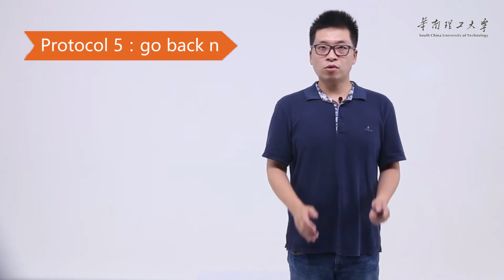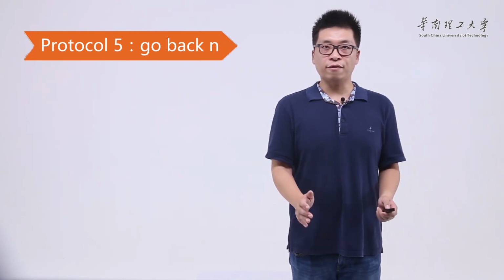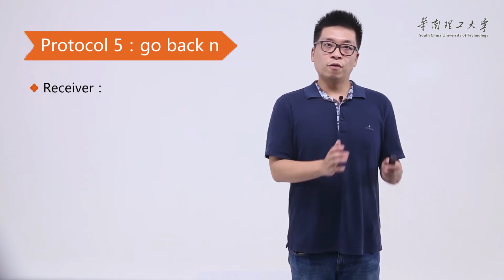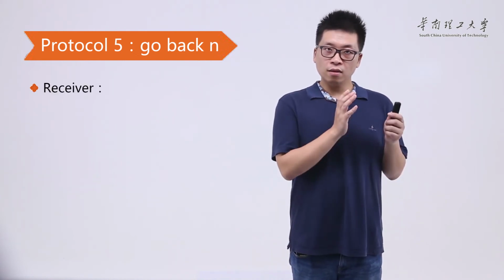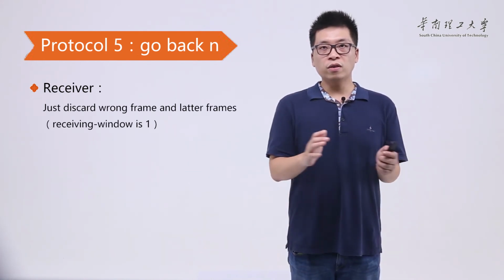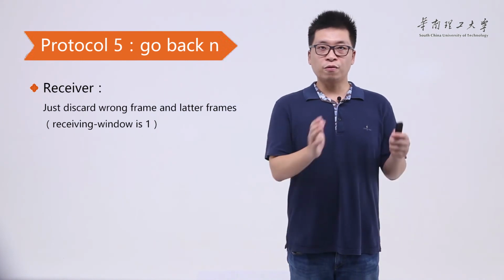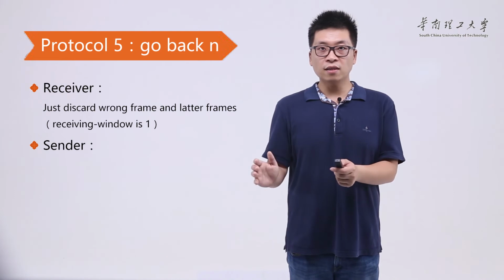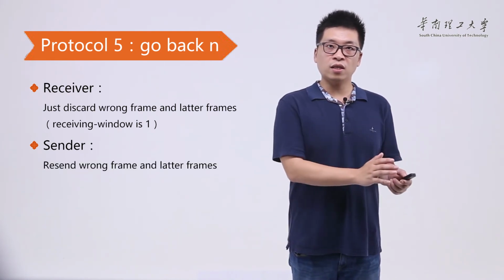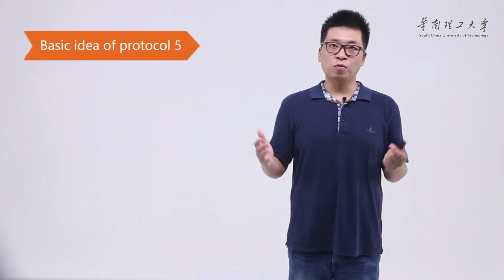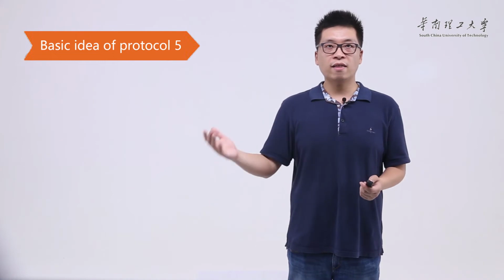We then will explain Protocol 5. It is called the go back N protocol. For the receiver, it just needs to discard the wrong frame and all the later frames. So for the receiver, the receiving window is 1. For the sender, it just needs to resend the wrong frame and all the later frames. The basic idea of Protocol 5 is like that.